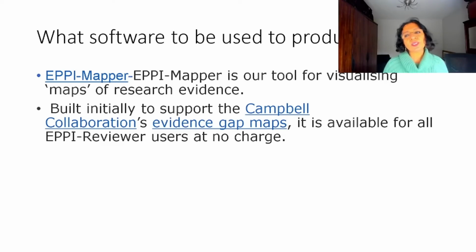So what software can be used to produce a map? I'm sure there are many software available, but I would like to highlight a few which I am familiar with. The first one is EPPI-Mapper, because I work in EPPI-Centre and I'm familiar with this software. It is used for systematic reviews as well as for the systematic map, to visualize maps of research evidence. It was built initially to support the Campbell Collaboration, and it is freely available to use for all EPPI-Reviewer users.